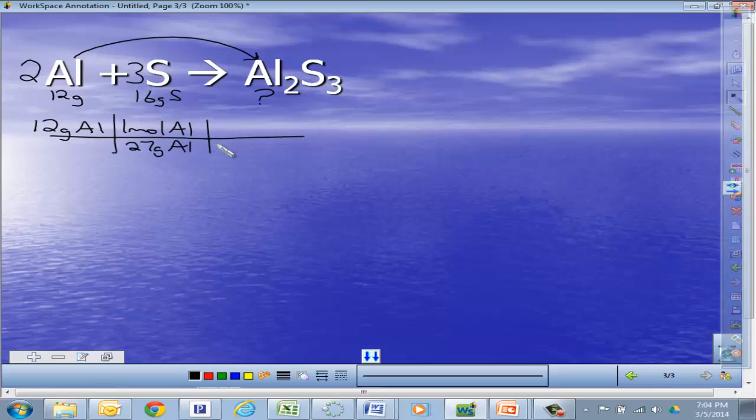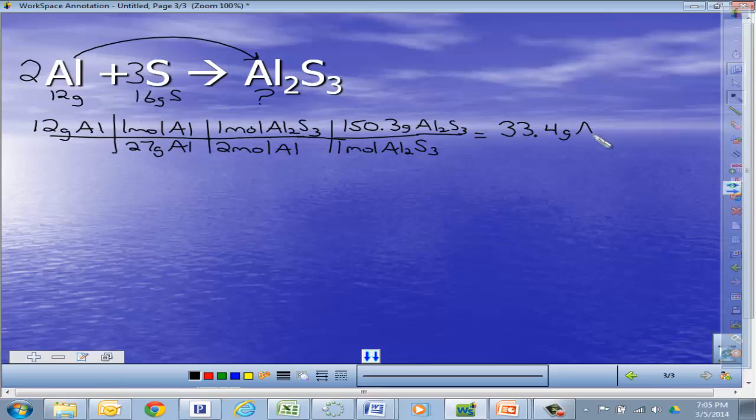Next step is our mole to mole ratio. So 2 moles of aluminum is going to produce 1 mole of aluminum sulfide. And then the final step is we have to go to grams. So 1 mole of aluminum sulfide, when I add all of that up, is 150.3 grams of Al2S3. When I run that through my calculator, it's going to tell me I get 33.4 grams of Al2S3.